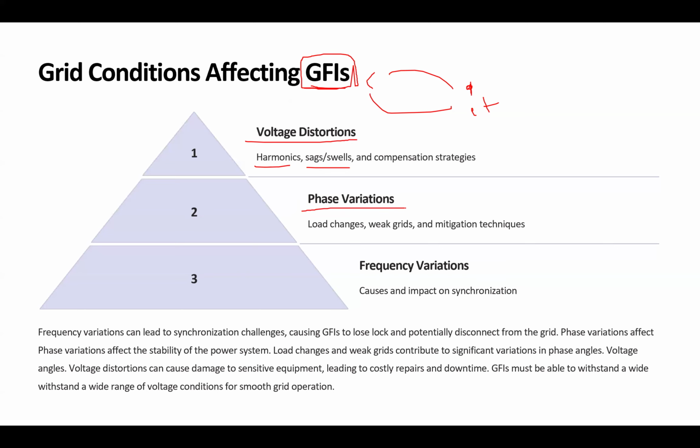Next one is the phase variation. If we have any load change or weak grid scenarios that create a variation or deviation of the phase on the terminal from the values that it should be, then again it is misinformation to the control system of the GFI, and it would react in a wrong way in answering the needs of the grid.